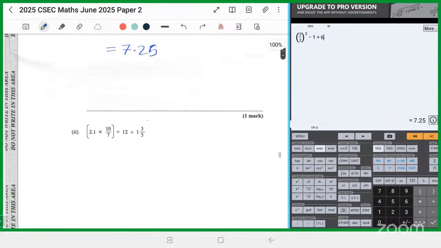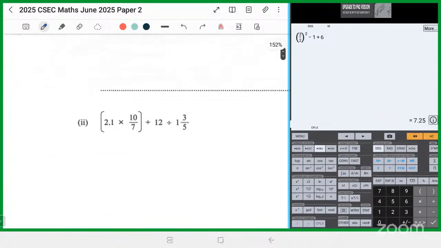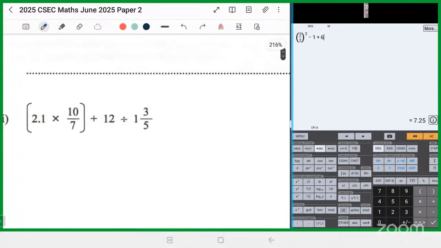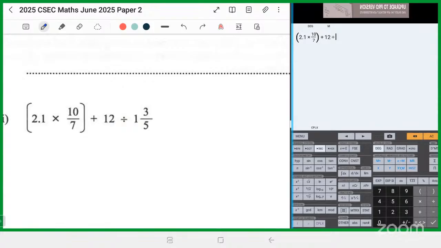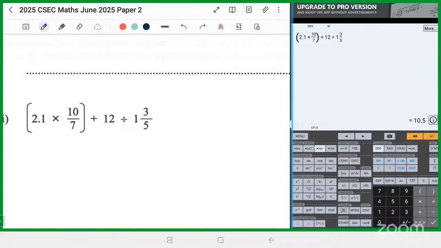This one, same thing. I'm going to put it in the calculator. 2.1 times the fraction 10 over 7, close that bracket, plus 12 divided by the mixed number 1 and 2 over 5. I get 10.5.